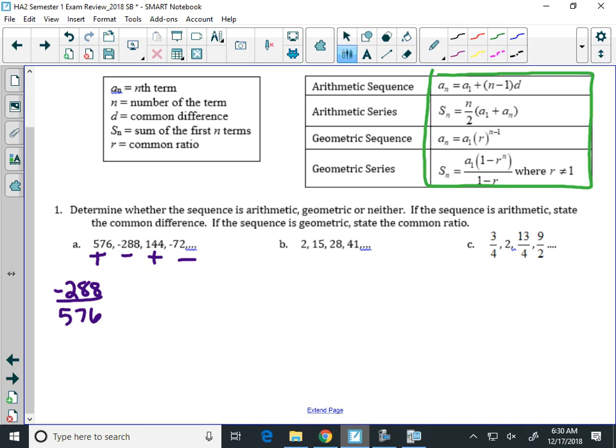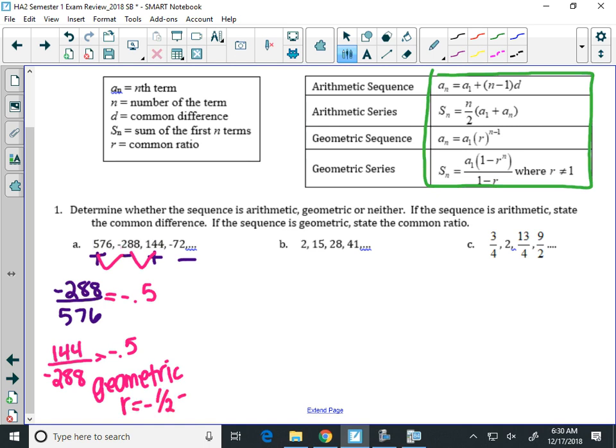I need to verify that the common ratio between those two numbers is the same as the common ratio between the next two numbers. So I would take the third number divided by the second number. You could probably see already that that common ratio is negative 0.5, but if not, you can put that into your calculator and make sure that you get negative 0.5. So that means A here is geometric, and that the common ratio is negative 1/2 or negative 0.5. It doesn't matter how you write it.